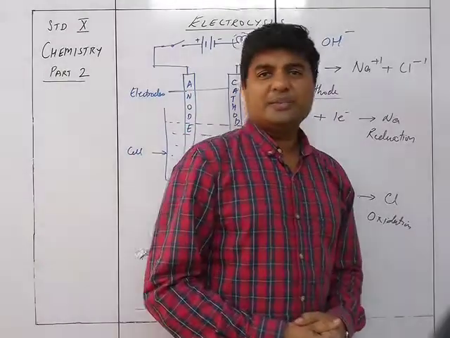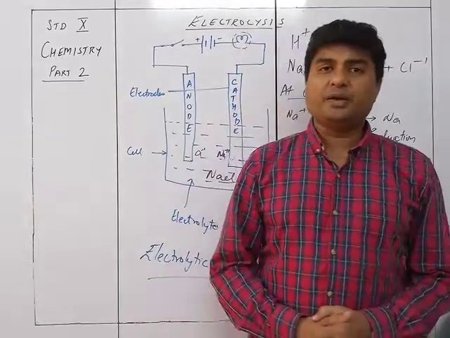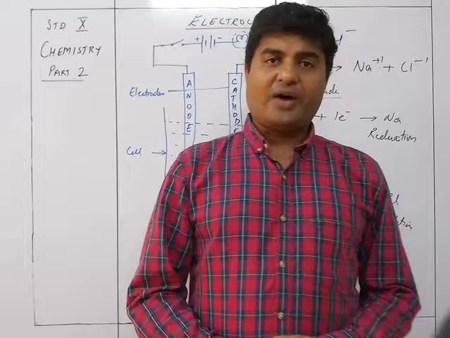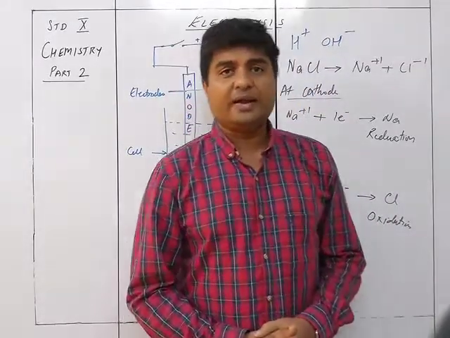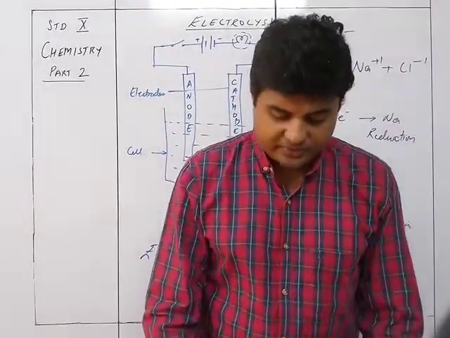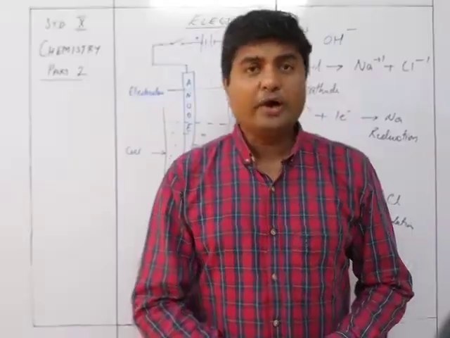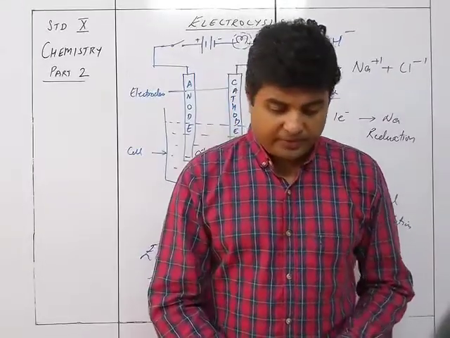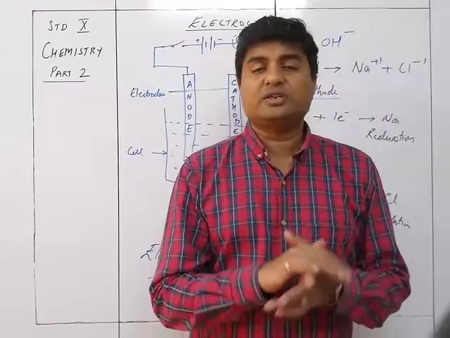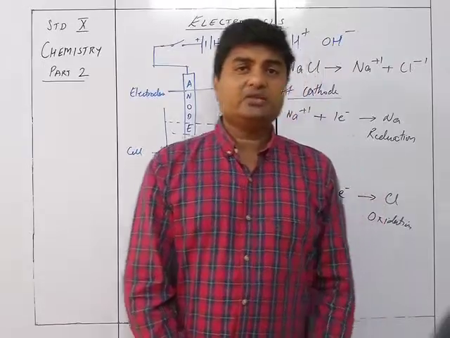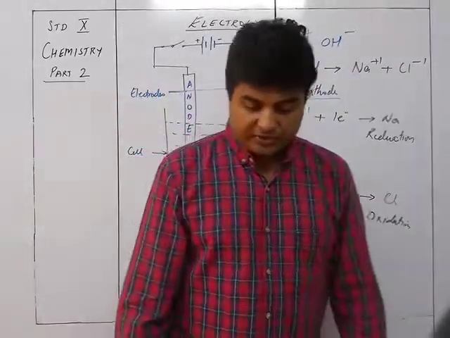So it's a simple thing that whenever there is any particular compound which is an ionic compound, which is already made up of ions, if this ionic compound is in a fused state, that is in a molten state, or in aqueous solution, and it is dissociating into its respective ions on passage of electricity, it is called as electrolytic dissociation.